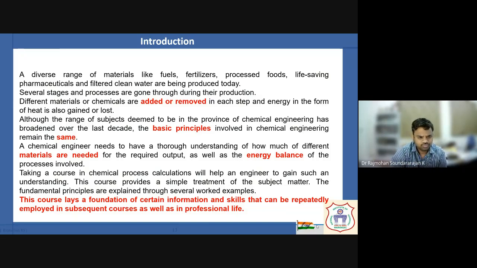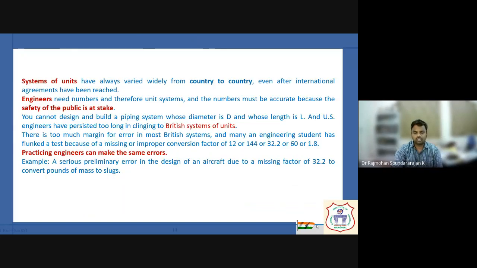Okay, so this course is going to be the foundation of certain information and skill sets that will help a chemical engineer, which we will make use of in the subsequent courses that we are going to learn in future semesters, like third semester and fourth semester. We are going to learn fluid mechanics, heat transfer, mass transfer, chemical reaction engineering 1, chemical reaction engineering 2, process intensification, equipment design, and engineering economics. Also, in your professional life, or even your daily life, we are going to make use of what we are going to learn, that is, material balance and energy balance with and without chemical reactions.